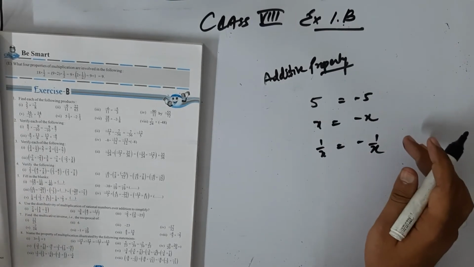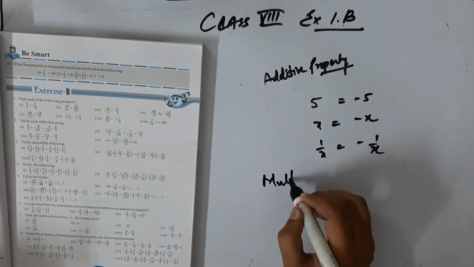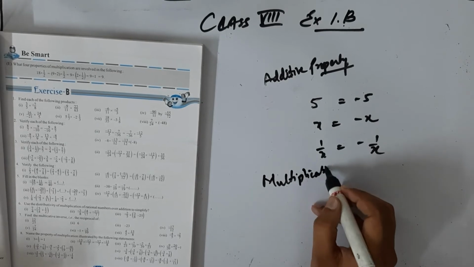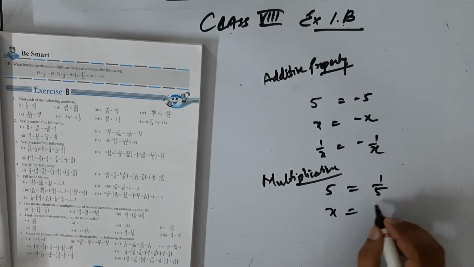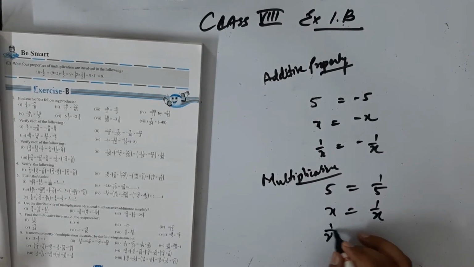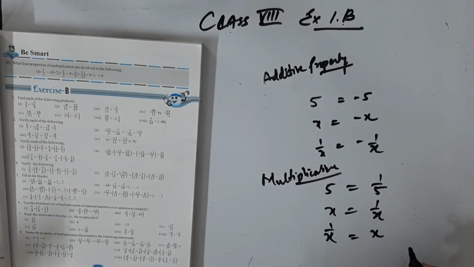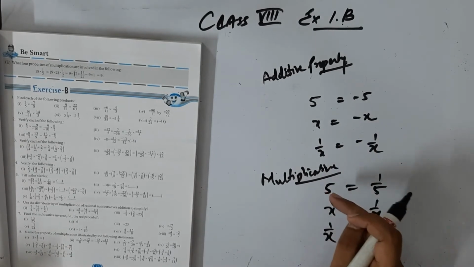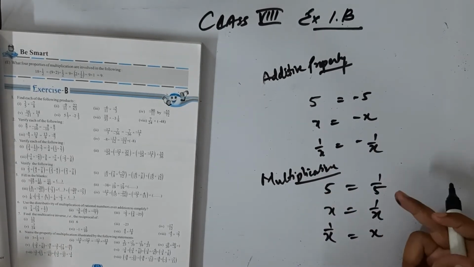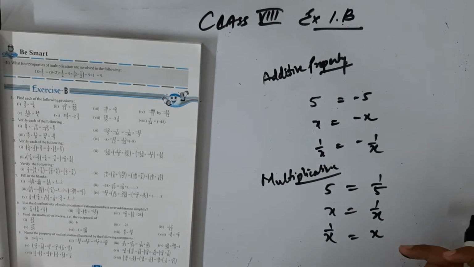This is the additive inverse. So we have the multiplicative inverse. What does it say? If you have 5, it becomes 1 upon 5. If you have x, it becomes 1 upon x. If you have 1 upon x, it becomes x. Additive inverse, it becomes negative. Multiplicative inverse, it becomes reciprocal. Whatever it is, it gets reciprocal.